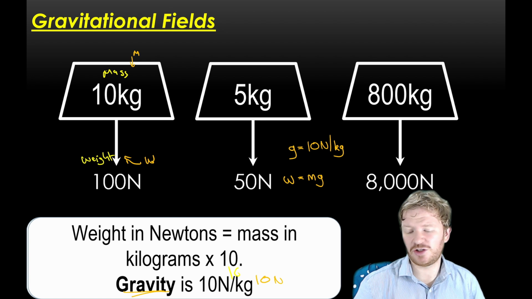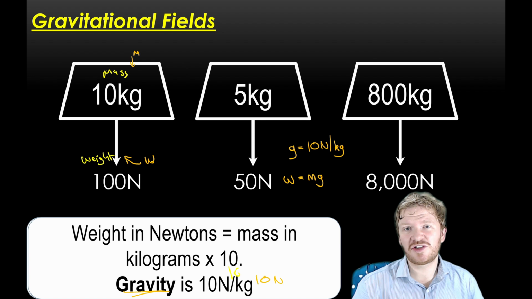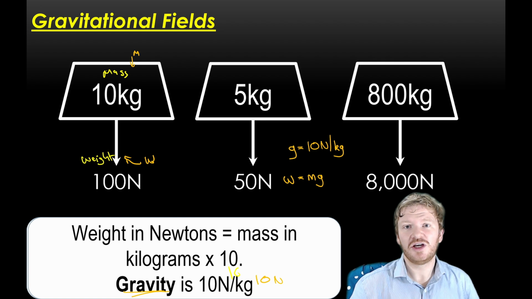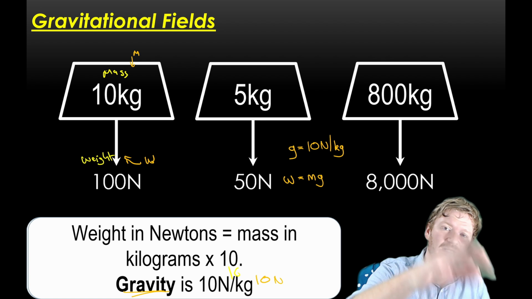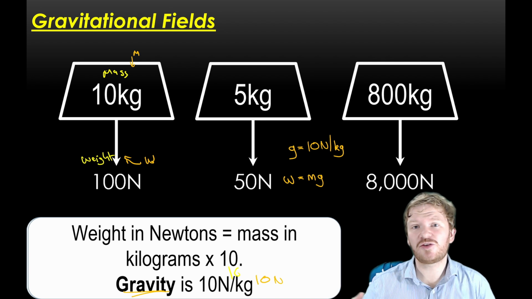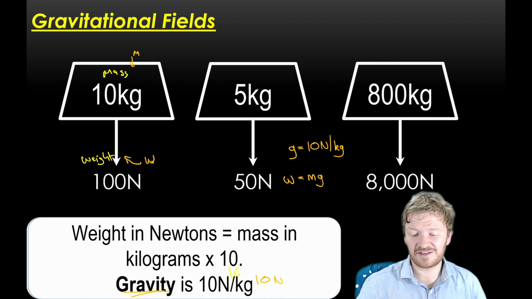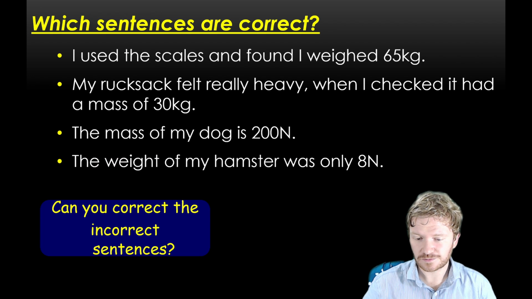Why do I want to use little g and not just the number 10? Well, the reason is that on different planets I might have different strengths of gravity. So on the moon, for example, you see people bouncing around. That's because gravity is much weaker. So the force on each kilo of someone's mass is much less.